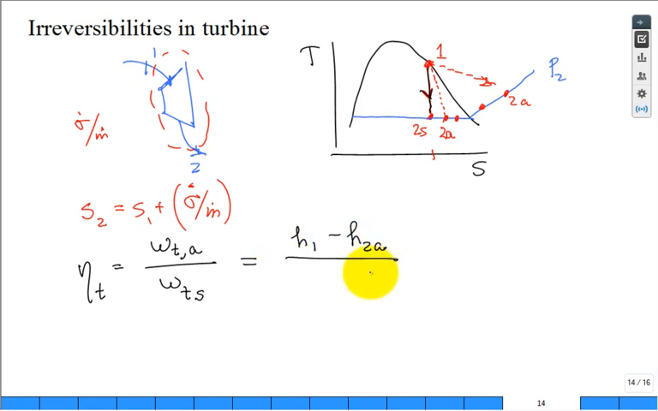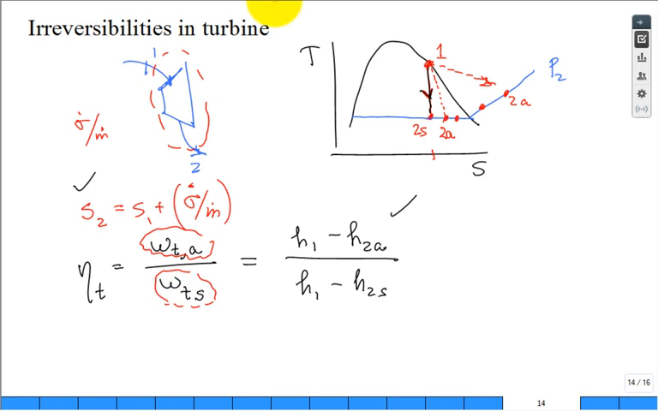That's just the first law analysis. Just like this was the second law, that's a first law. And then you have H1 minus H2S. I like to do these in a couple steps. Actually compute what is the work that the turbine actually produces, and then also, what is the work that would be if it had been isentropic expansion through the turbine?